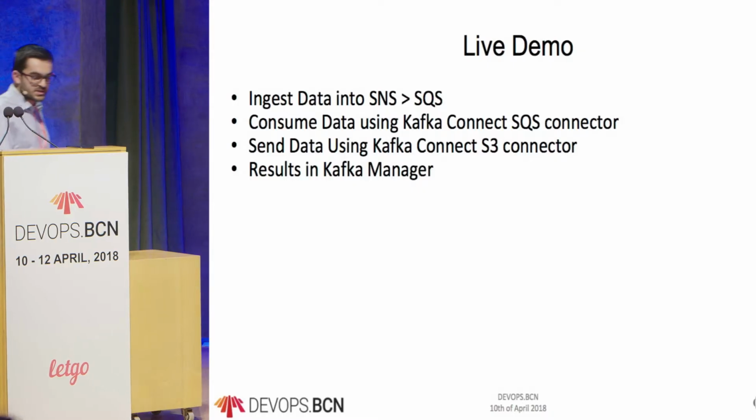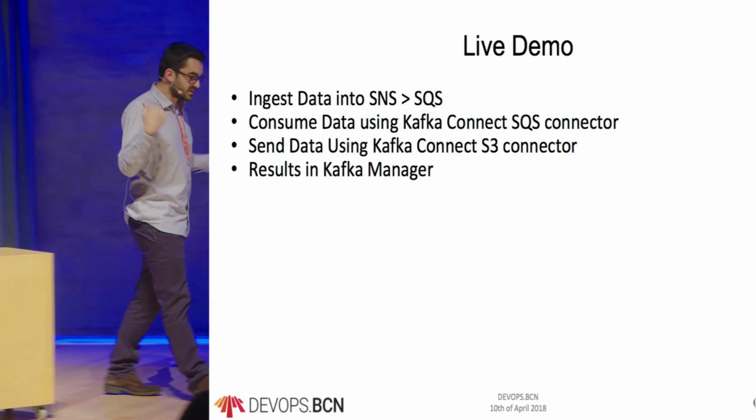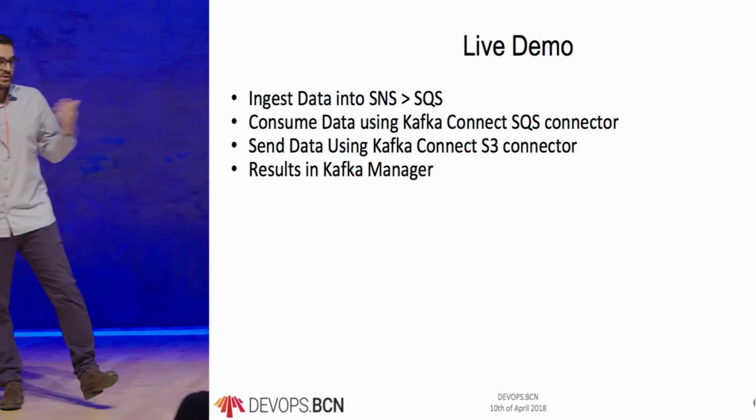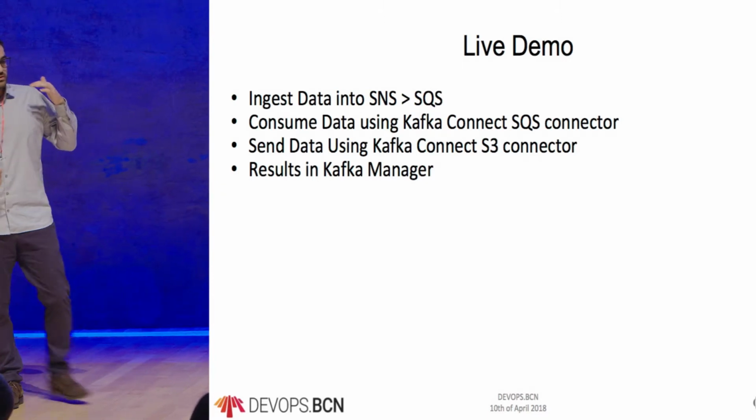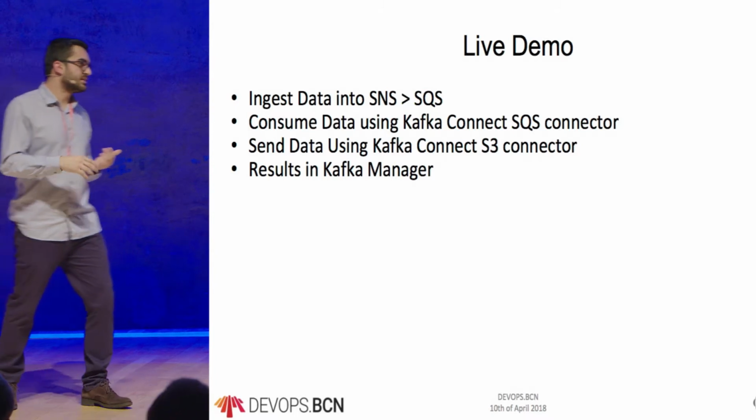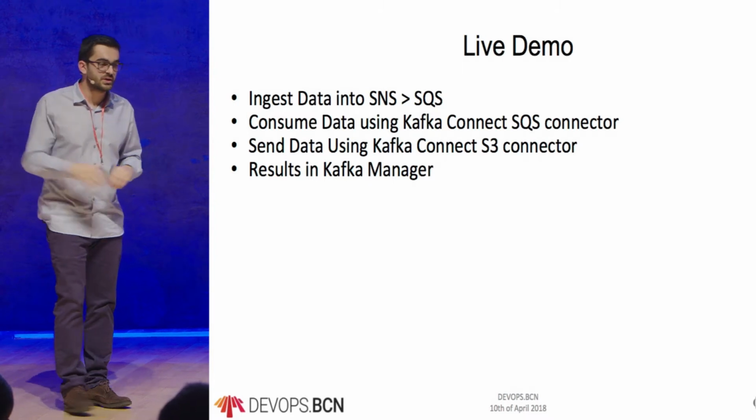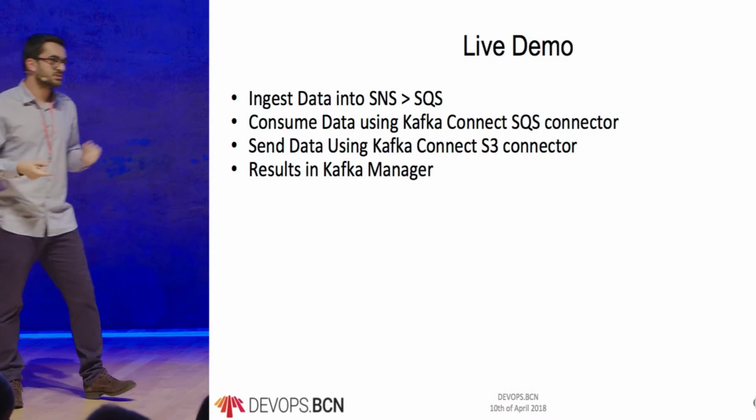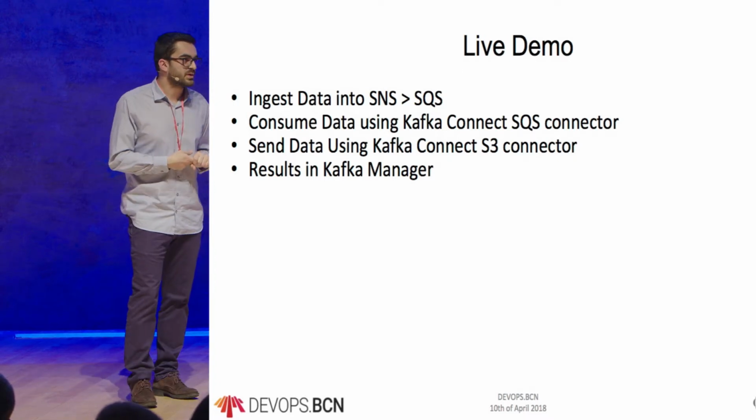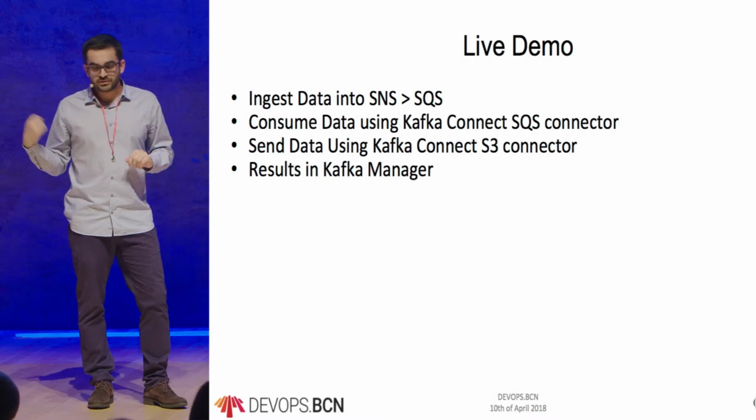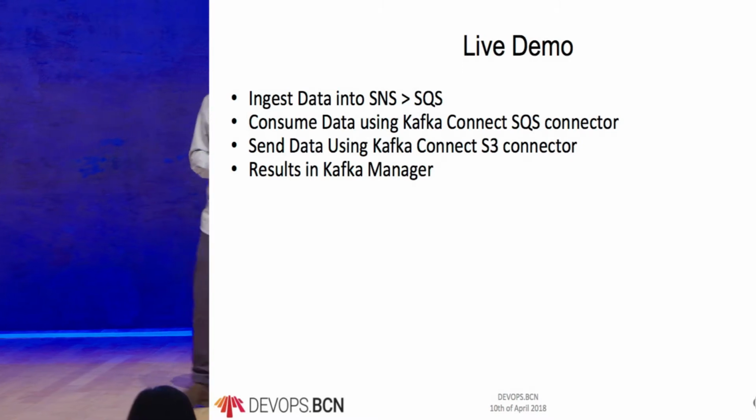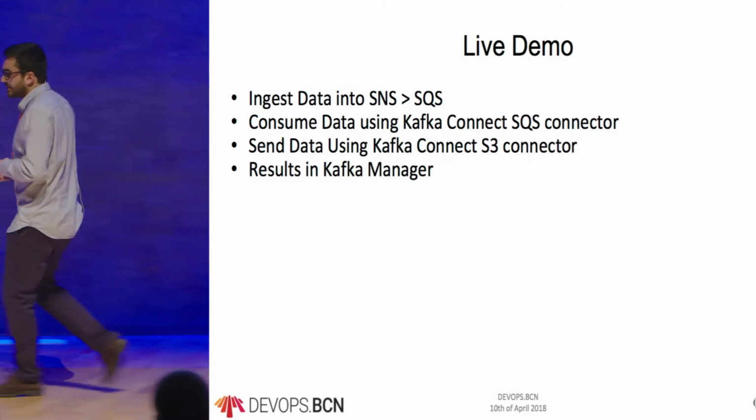So what we did is we ingested some data into SNS, which ends up in SQS, but some of them are duplicated. We consumed the data using Kafka Connect SQS connector, and then we used sync connectors, which is the Kafka Connect S3 connector, sending all this data, reading from Kafka Brokers into S3. You can use different partitioning. You can have time partitioning, or you can have other partitioning. If you read the source connector, you can have all that information. And we saw the results in Kafka Manager.